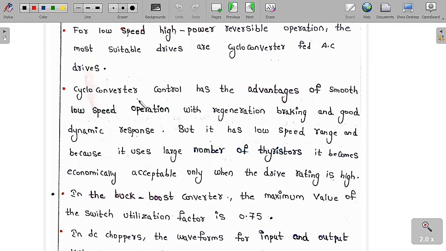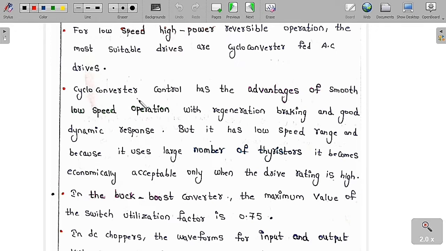But it has a low speed range, and it uses a large number of thyristors. Because of using a large number of thyristors, it becomes economically acceptable only when the drive rating is high. So whenever the drive rating is high, we use the cycloconverter to control low speed operation, getting regenerative braking and good dynamic response.